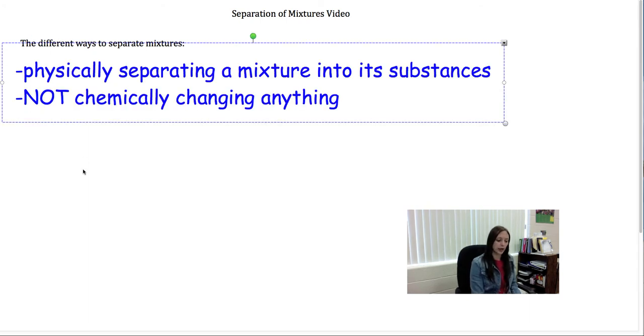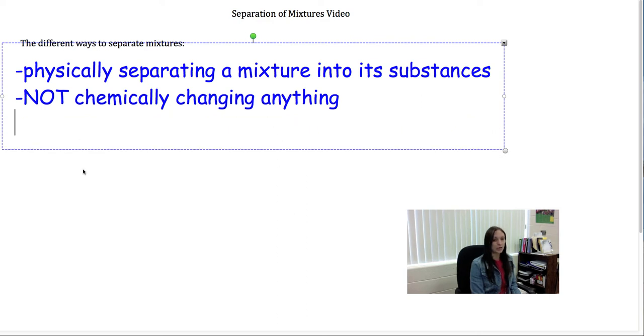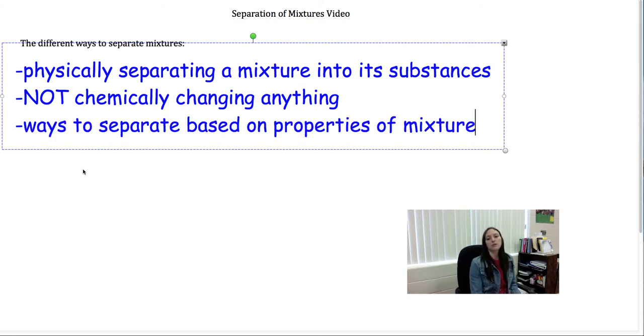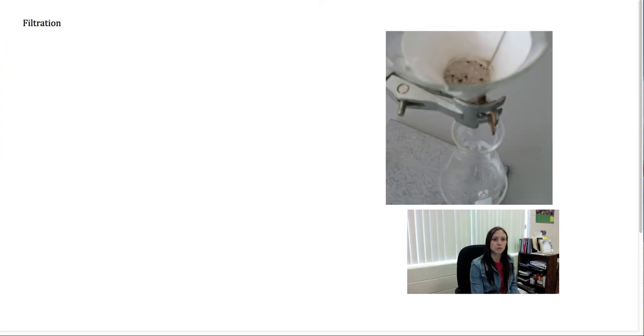And we're going to look at a bunch of different ways to separate mixtures based on what is in the mixture. So we're going to have to look at the different properties. Okay, the first one is filtration, and you have done this one before. Okay, filtration is probably the best way to separate according to solubility and size.